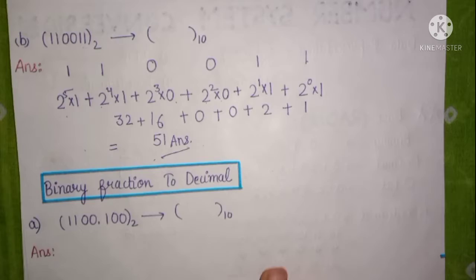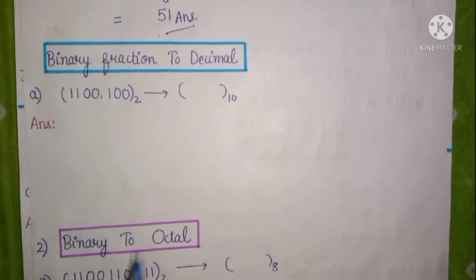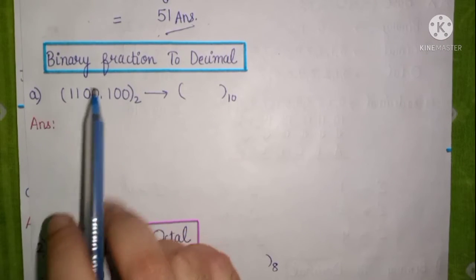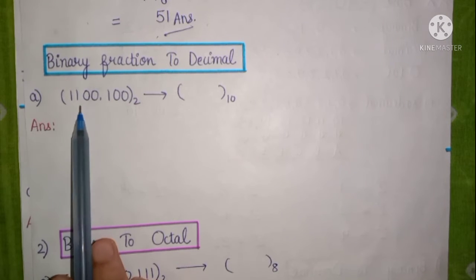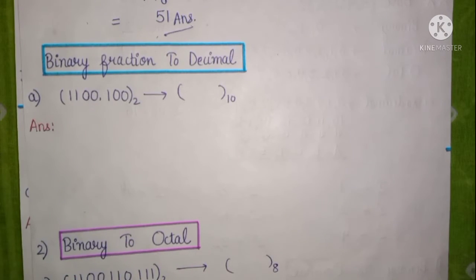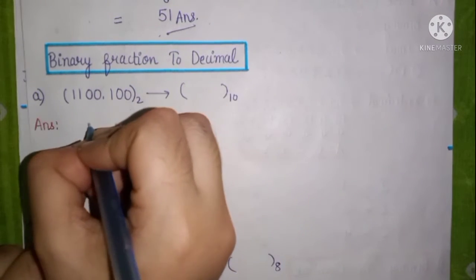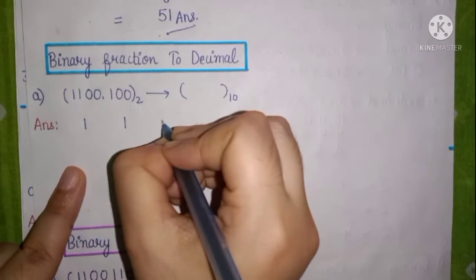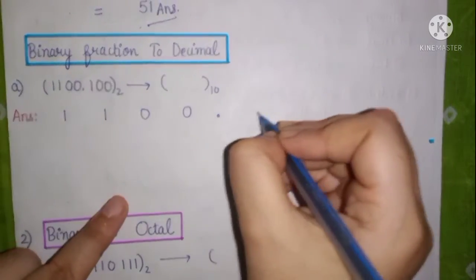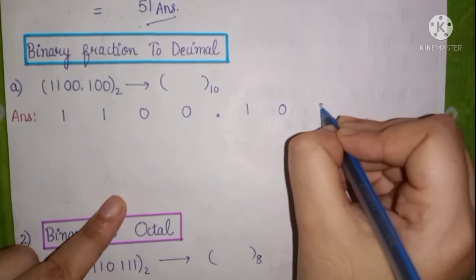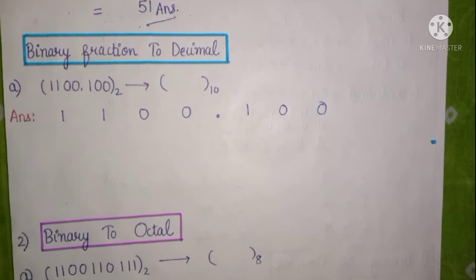But what if the binary form comes in a fraction form, right? So we will study how we will convert binary fraction to decimal. So here an example is written: 1100.100. So how will we do that? Same, write it down below in a free space, 1100, put a point sign, 0.100. Now what will we do next?